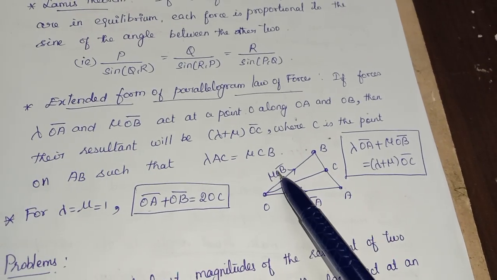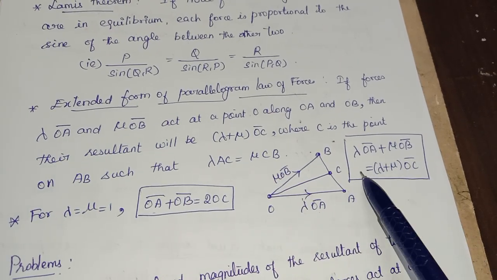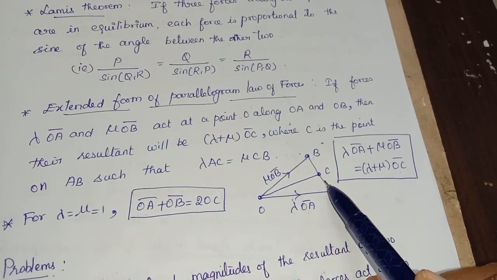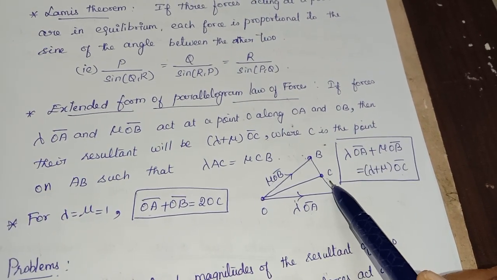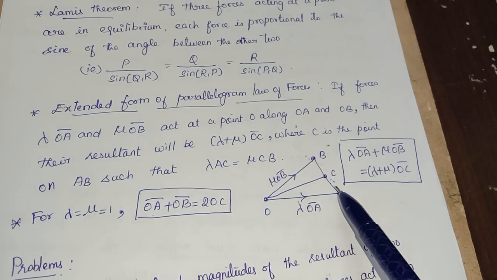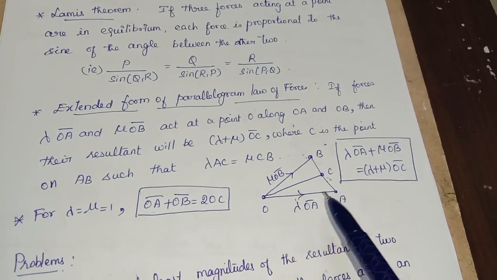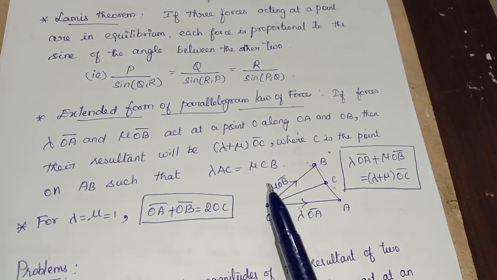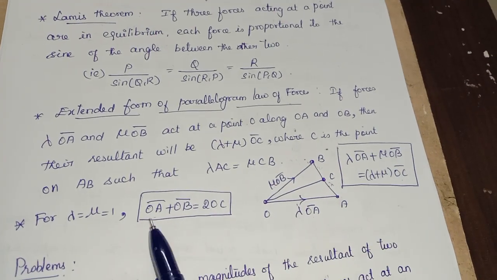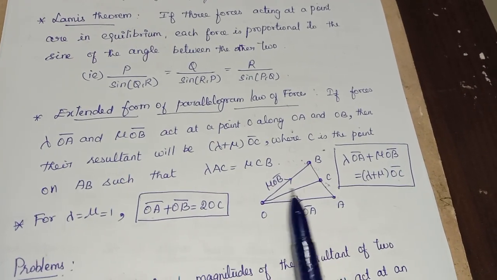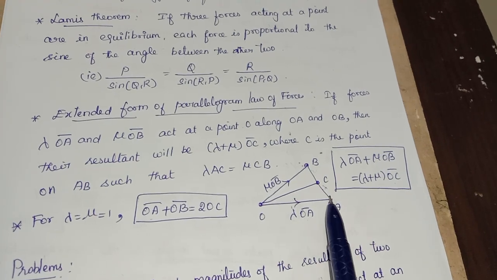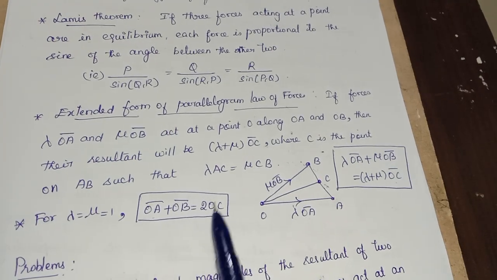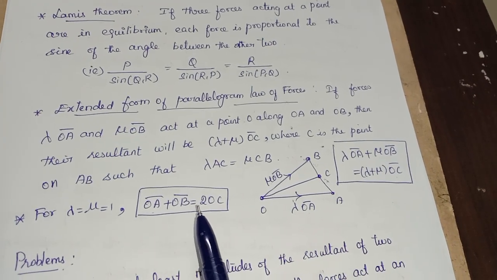Then the resultant of these two forces is given by lambda OA plus mu OB equal to (lambda plus mu) into OC, where C is such that it divides the line AB in the ratio lambda to mu. Okay, right? So this is an extended form of parallelogram of forces. We can put a particular case for this. If you put lambda equal to mu equal to 1, then what happens to this result? OA plus OB equal to 2 into OC, where C divides AB in the ratio 1:1. That means C is the midpoint of AB. Okay, so this result we very often use for solving problems.